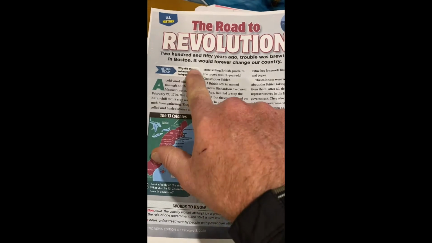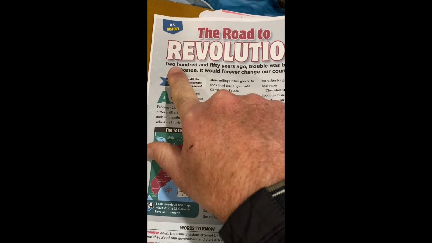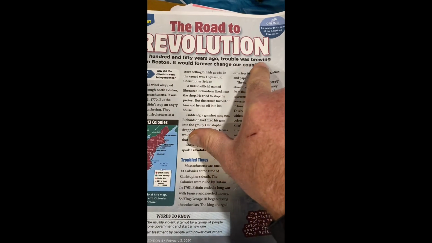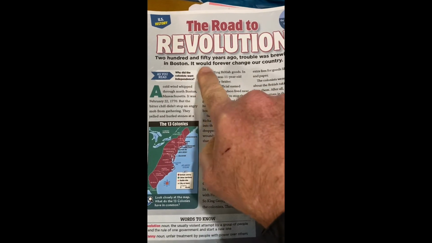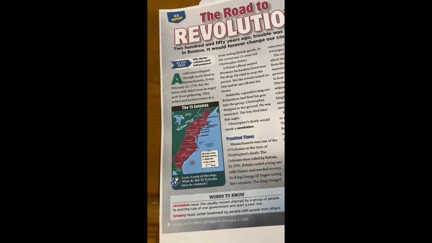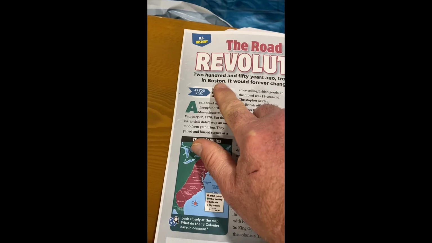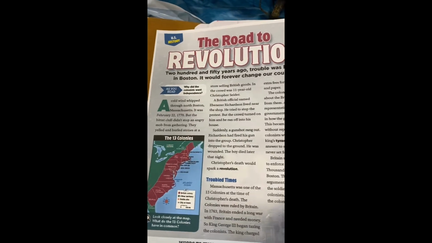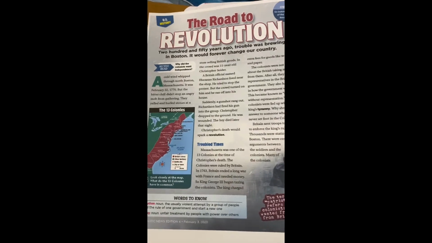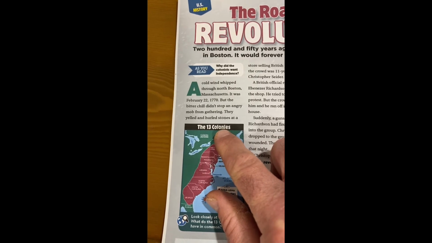All right, you see underneath that main title, The Road to Revolution, we have a subtitle that says 250 years ago, trouble was brewing in Boston. It would forever change our country. Well, Boston is one of our northeastern cities. It's actually in the state of Massachusetts, or what we now know as Massachusetts. Back then, though, we had colonies. They weren't states quite yet.